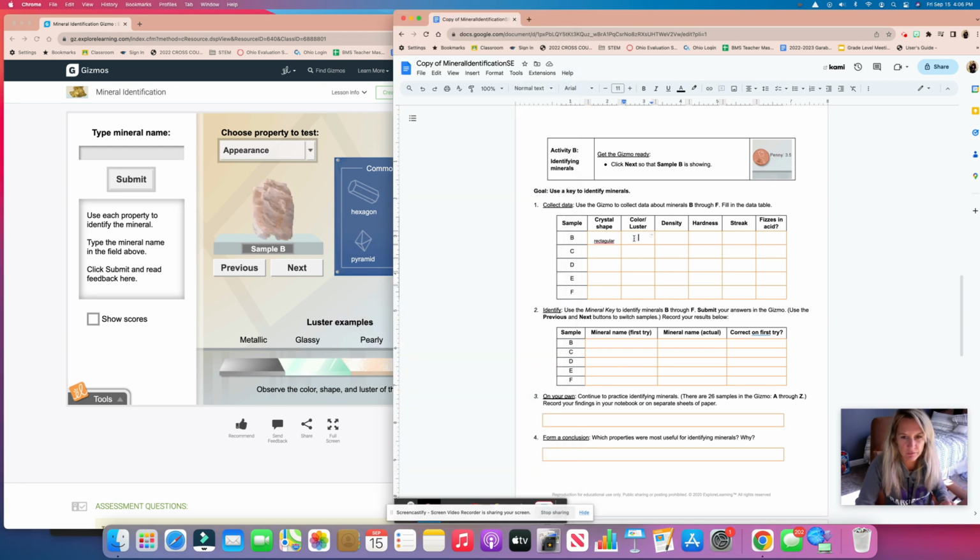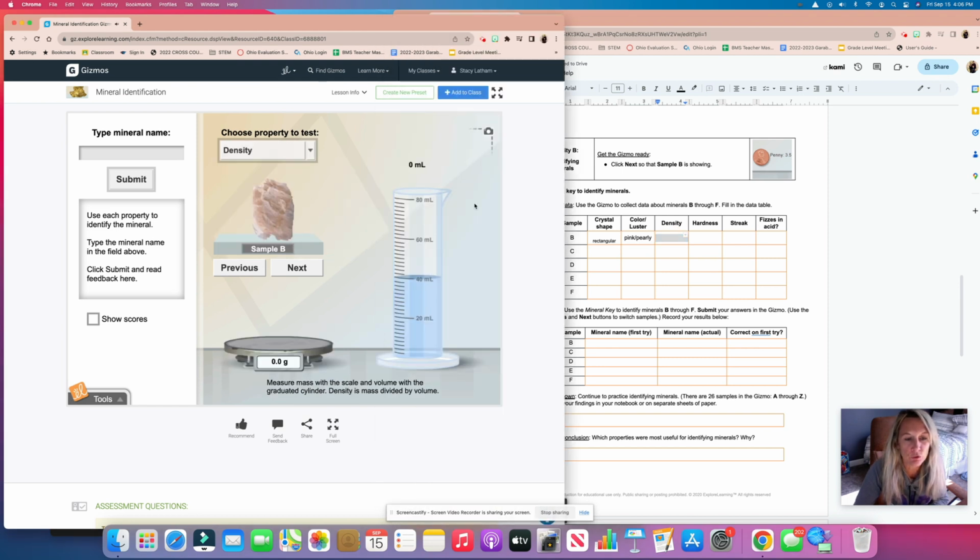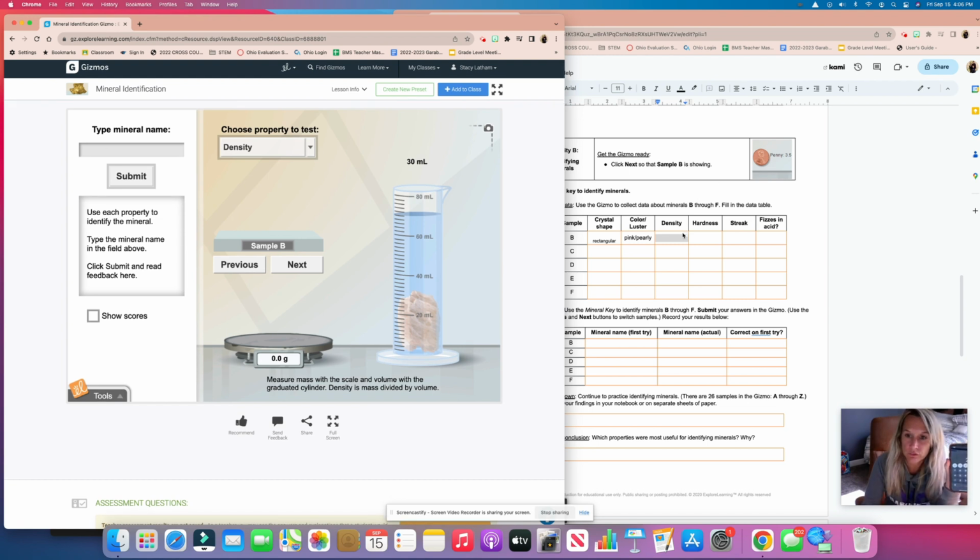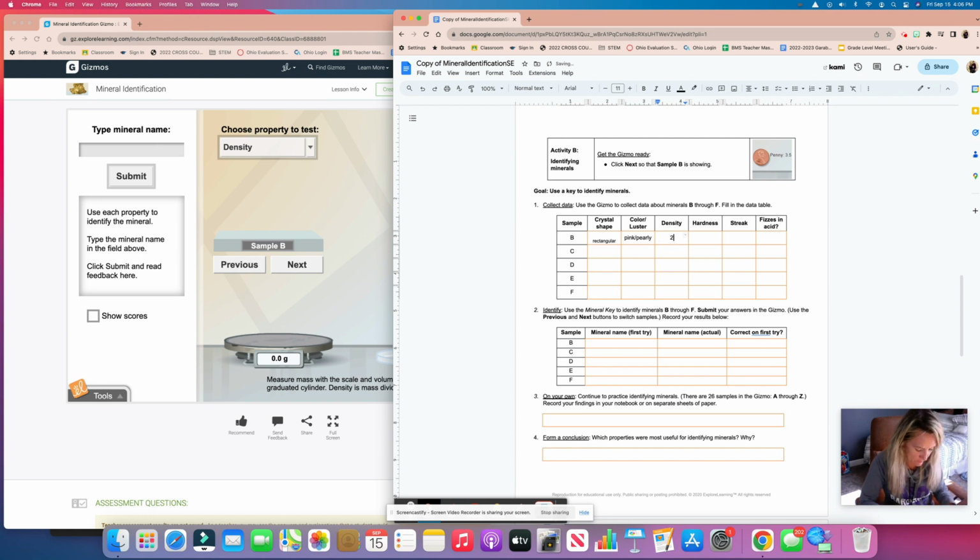So we're going to say it's pink and pearly. Density is the most important one, your giveaway. So let's take mass of 78. So I'm going to put that in my calculator, say 78 mass, divided by 30. So divided by 30. And I get 2.6. So ironically, same density as the mineral A. So grams per milliliter.